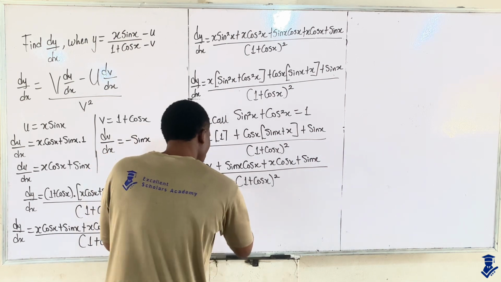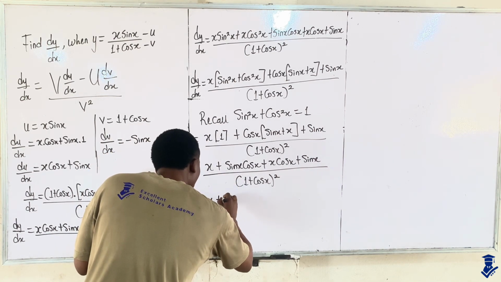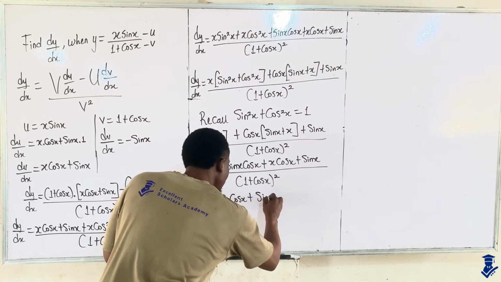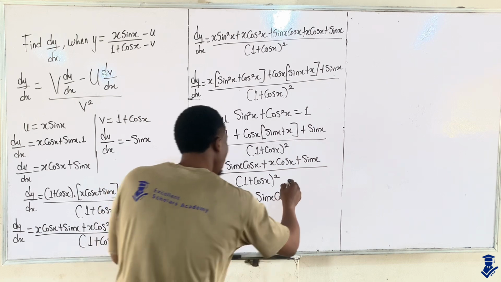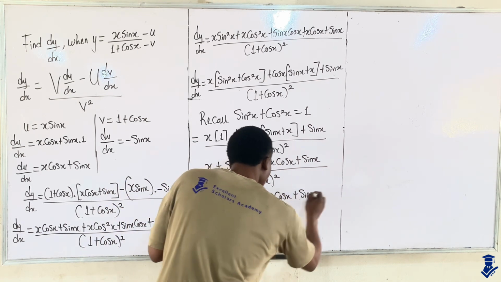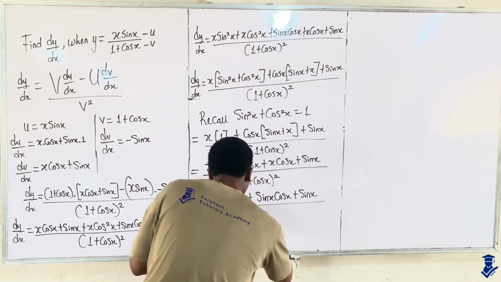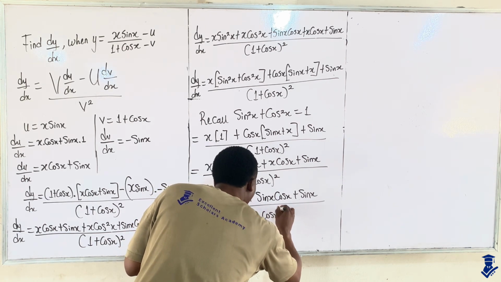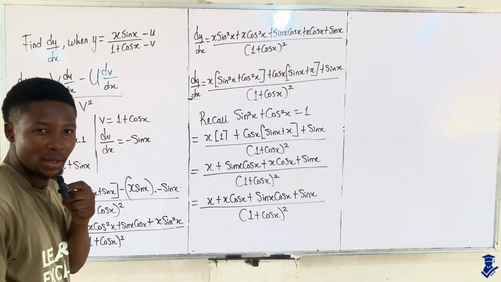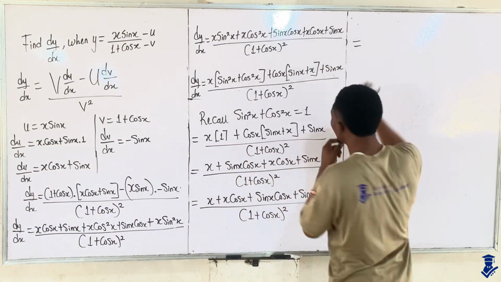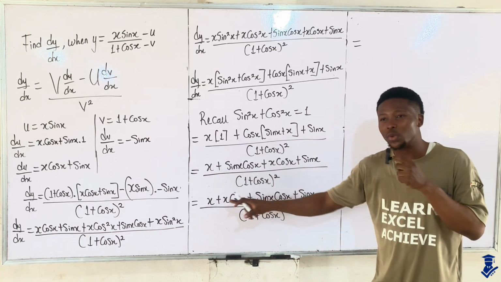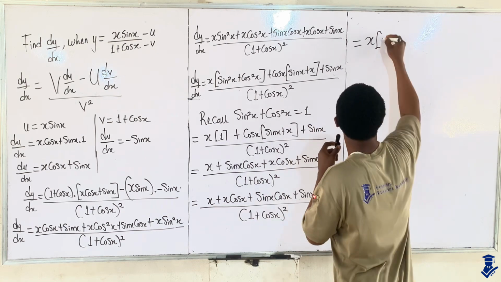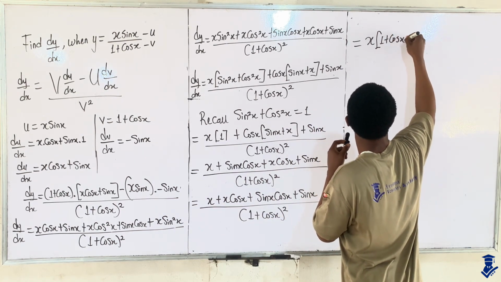All right. So let's continue. So it becomes what? X plus x cos x plus what? Sine x cos x. All right. Plus sine x over 1 plus cos x all squared. All right. Now let's continue. So it's going to become what? Now watch very closely. X is common between these two. All right. So it becomes x into bracket what? 1 plus cos x.